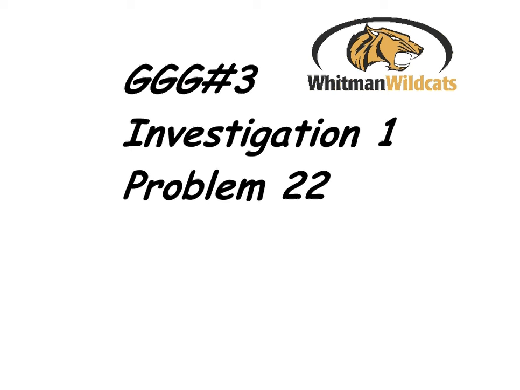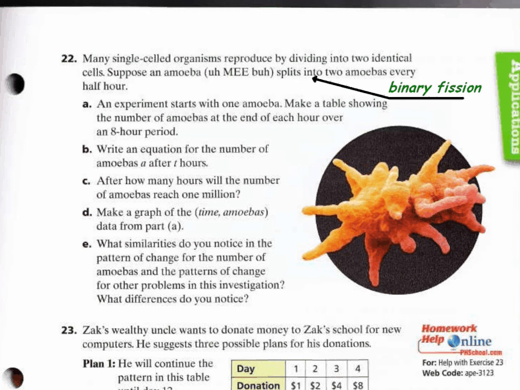It's from our homework assignment 3G number 3. You can find this in our green books. It's on page 13. And problem 22 says that many single-celled organisms reproduce by dividing into two identical cells.